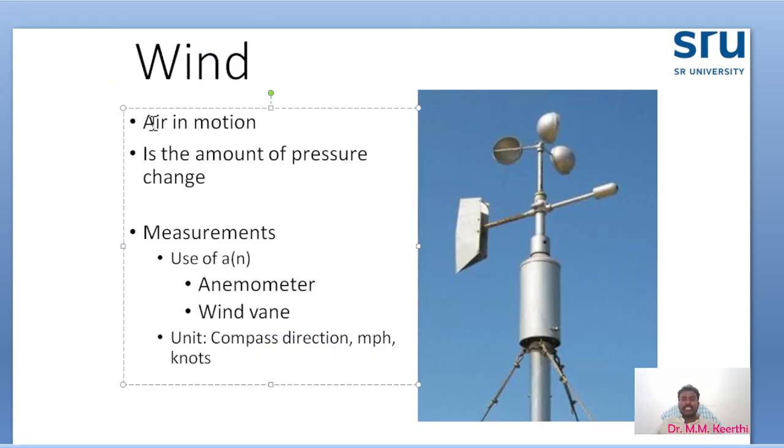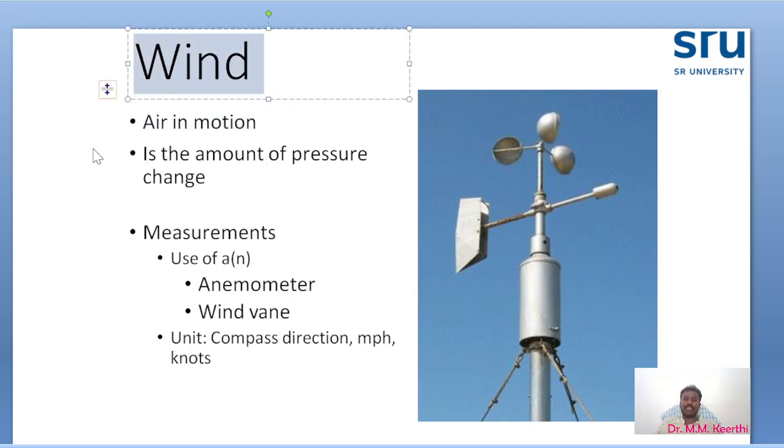Wind. Wind is nothing but air in motion. It is caused by the amount of pressure change. What are the measurement instruments? Anemometer and wind vane. The anemometer is used for measurement of wind speed. The wind vane is used for measurement of wind direction. So wind is nothing but the motion or movement of the air. That is called wind.